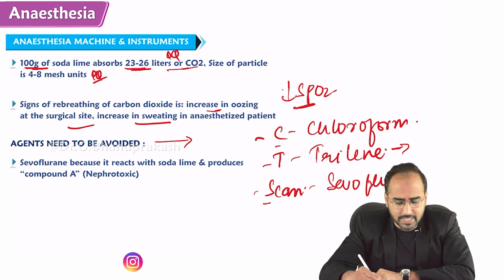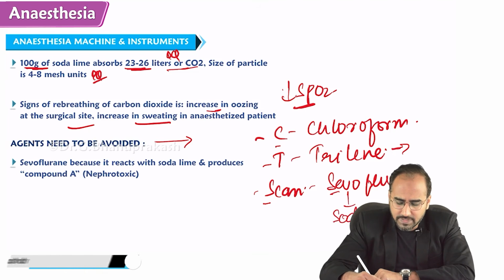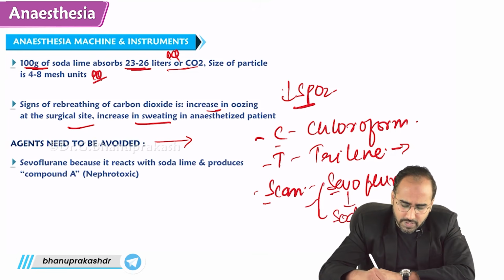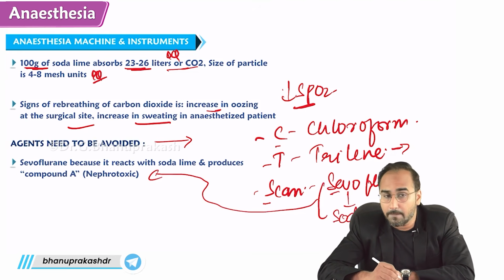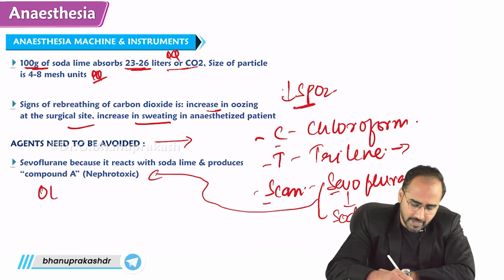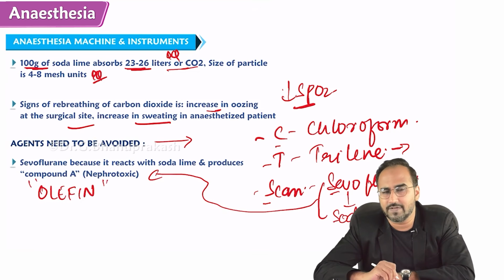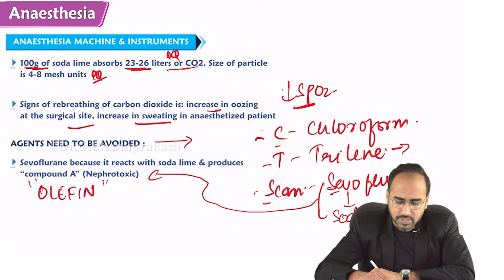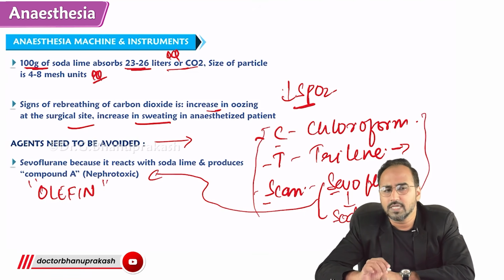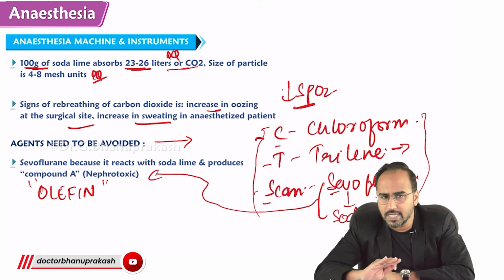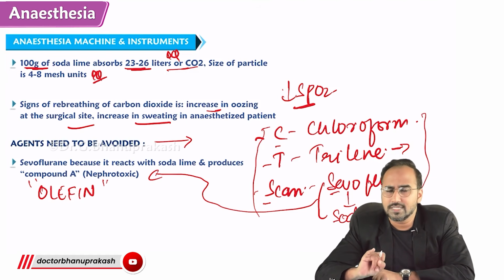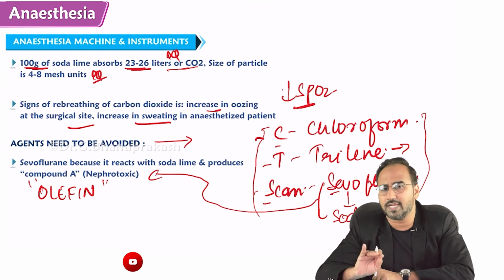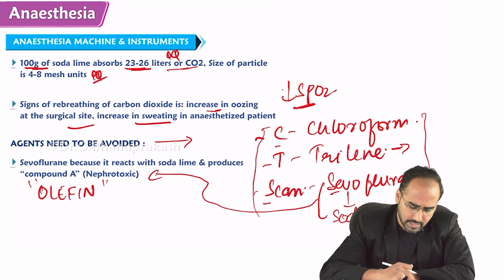It will cause ARDS. Sevoflurane reacts with soda lime to form a nephrotoxic compound called Compound A or olefin. We have discussed this in sevoflurane, guys. So remember, whenever you are using soda lime, three agents are strictly and highly contraindicated. What are the three agents? CT scan. C is chloroform, T is trilene, and S is sevoflurane, right?